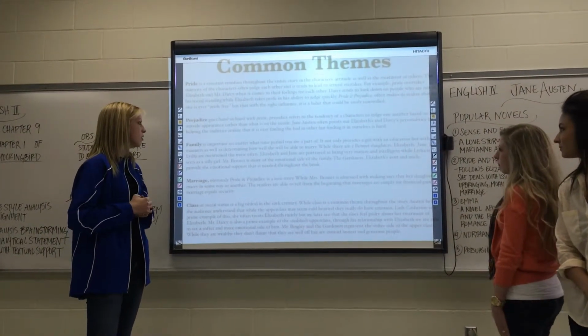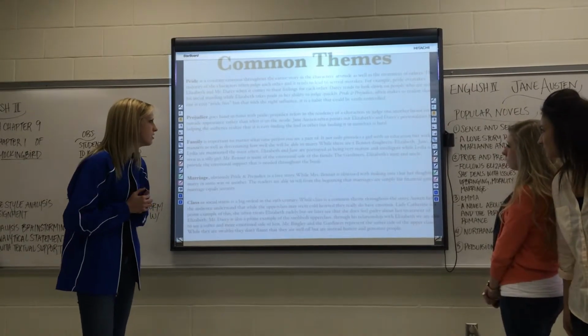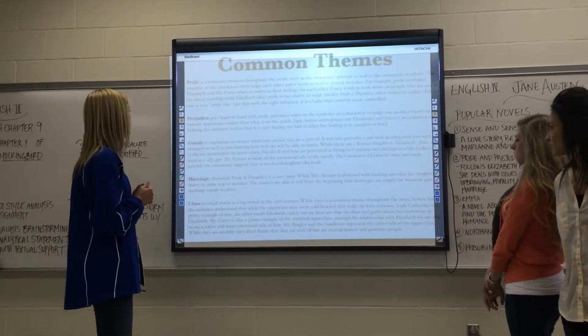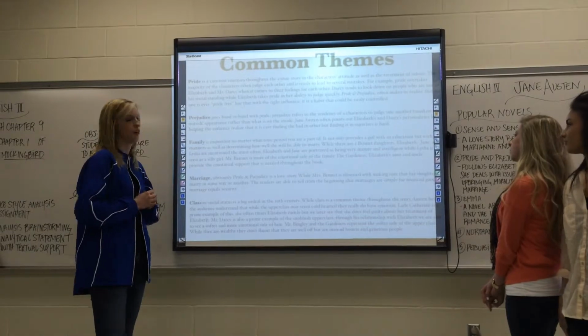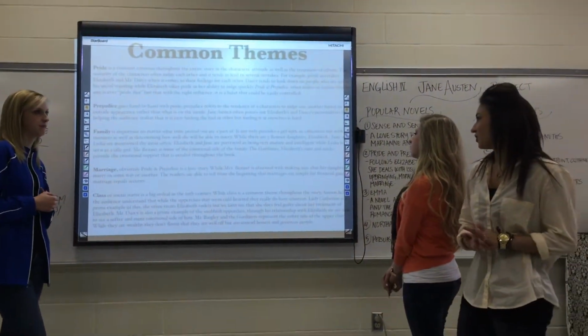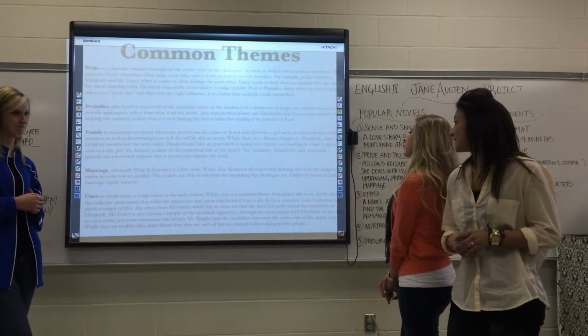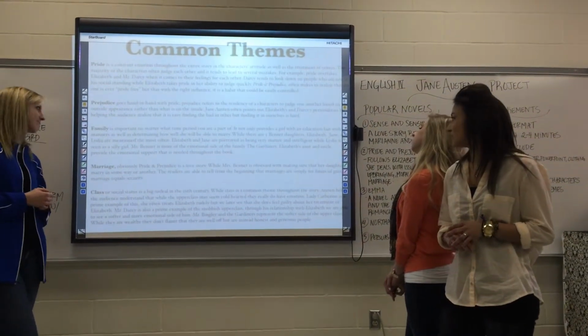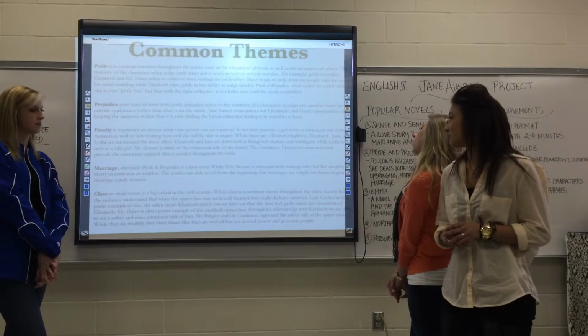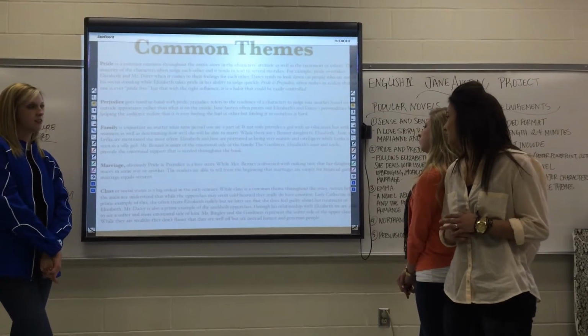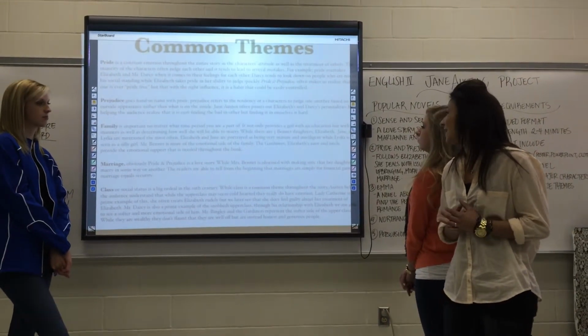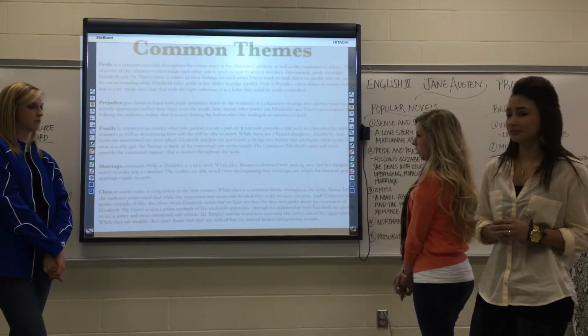Mr. Bennet is more of the emotional side of the family. The Gardiners, Elizabeth's aunt and uncle, provide the emotional support that is needed throughout the book. Marriage. Obviously, Pride and Prejudice is a love story, and while Mrs. Bennet is obsessed with making sure that her daughters marry in some way or another, the readers are able to tell from the beginning that marriages are simply for financial gain, and marriage equals security.